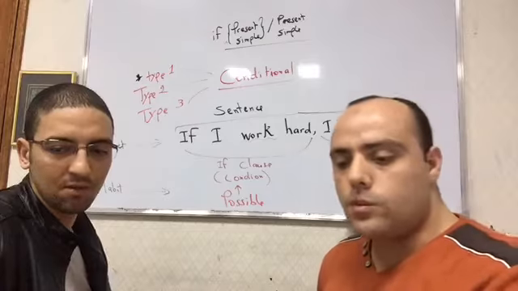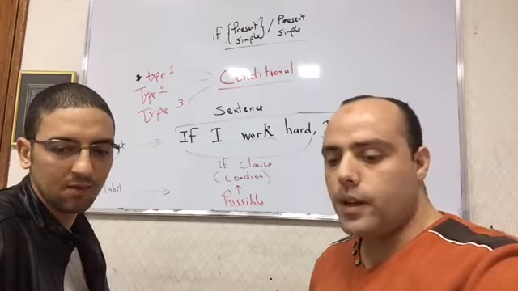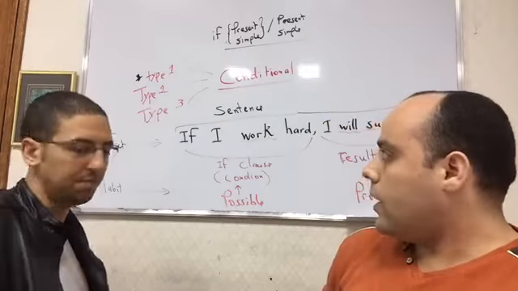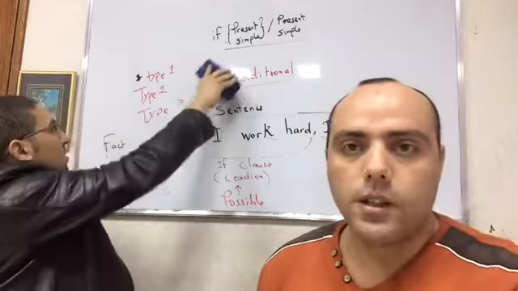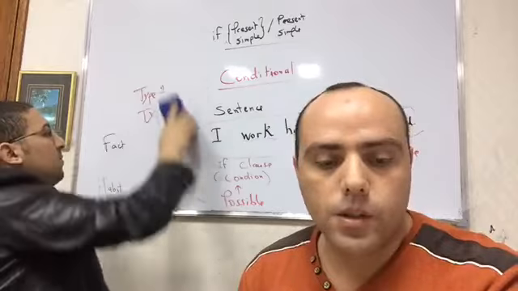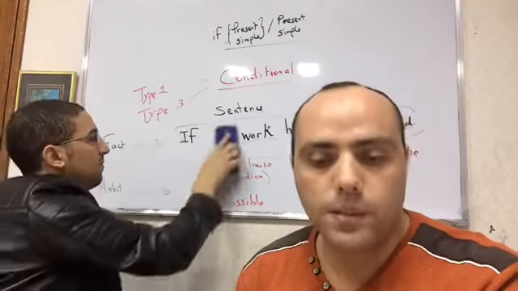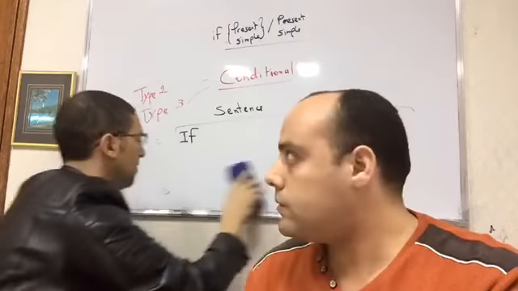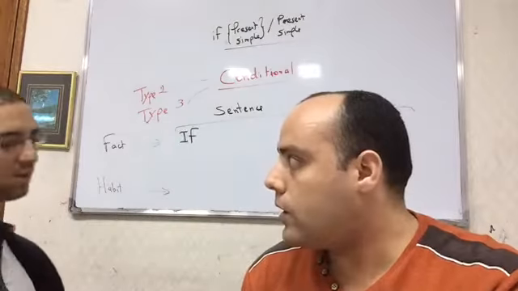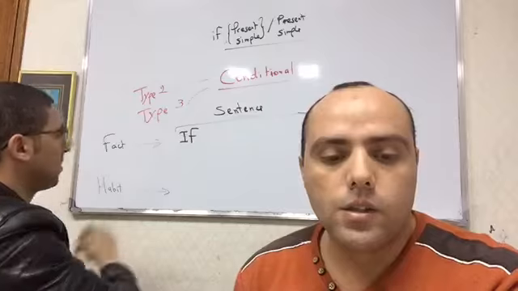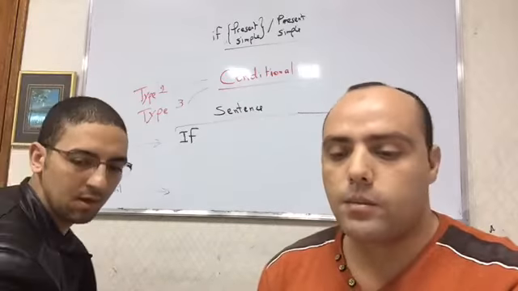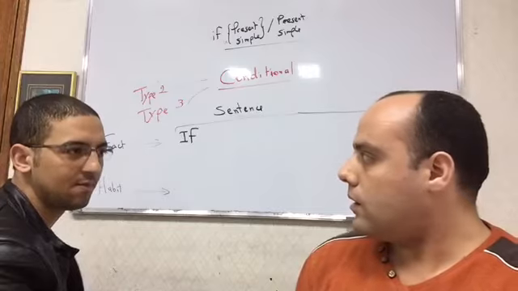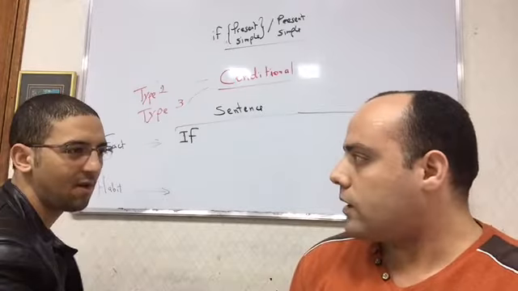So right now, I think we're going to move directly to the second conditional. We can use the second conditional to talk about something that is unlikely to happen. The example that we have here, we can use the same example of working hard. It is unlikely to happen.